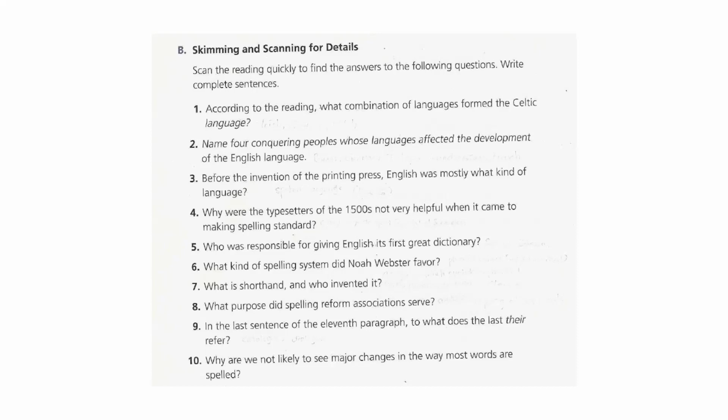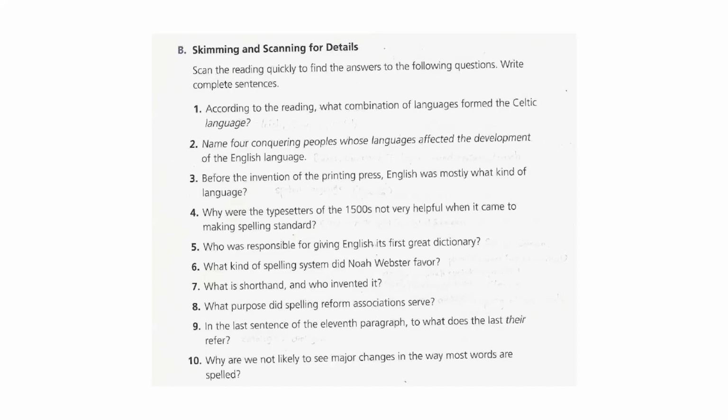6. What kind of spelling system did Noah Webster favor? People read the name Noah, and they say, oh, from the Bible. That's what kind of spelling system? No. Nothing to do with that, Noah. 7. What is shorthand, and who invented it? And again, I've had funny students say, it was a lady, and one hand was big and the other hand was short. That's what shorthand was, and her name was a lady.